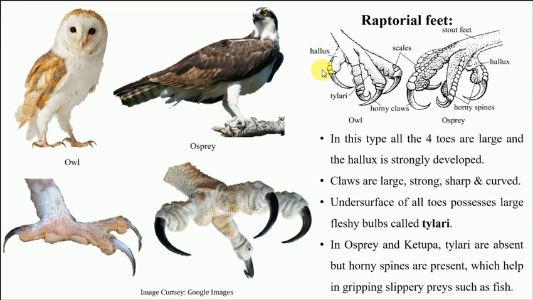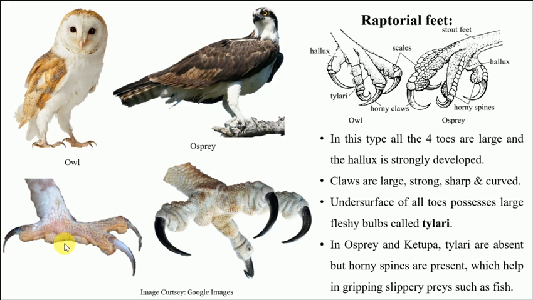So here you can see the hallux is strongly developed among all the toes. Then the claws are large, quite strong, sharp and often curved. The under surface of the toes possesses a large fleshy bulb. Now this fleshy bulb is referred to as the talary. So here you can see the feet of the owl where you will find the fleshy bulb at the ventral surface of the feet, which is known as the talary.